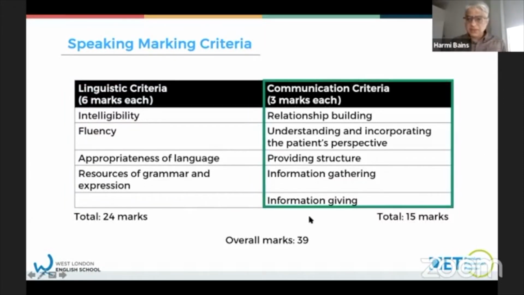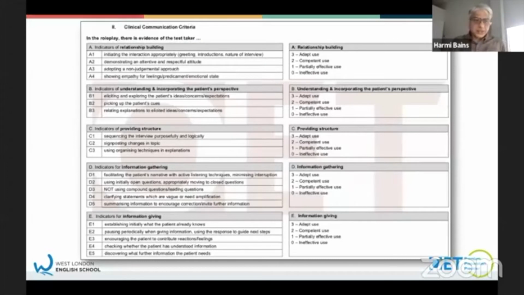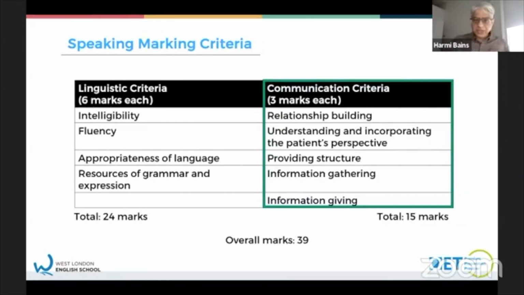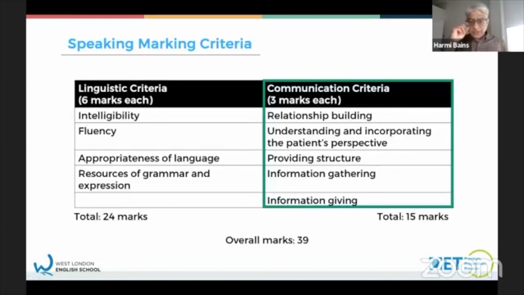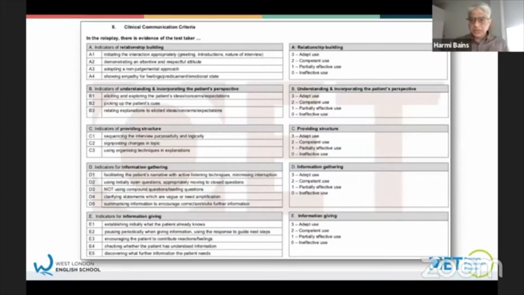And just a quick look at the communication criteria. What we're actually going to do is look at a sample task. But before we do, this is the communication criteria. You can see it has 5 different criteria. You've got relationship building, understanding and incorporating the patient's perspective, providing structure, information gathering, and information giving. Okay, so this is what the examiners have. They have something like this. This is their mark sheet.